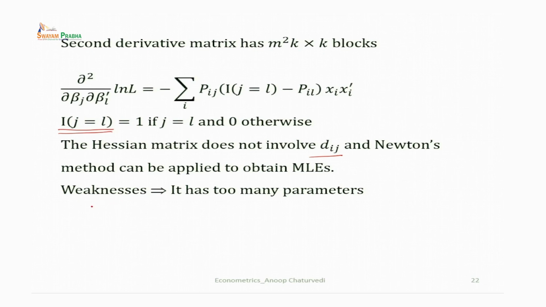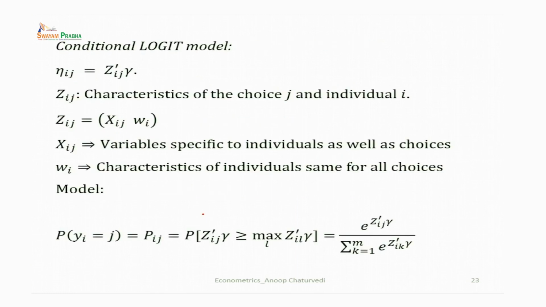Then the main problem with this model is that it has too many parameters. Corresponding to each alternative, you have one beta_j. So, it has too many parameters. Now, we consider the conditional logit model. In the conditional logit model, eta_ij is equal to z_ij transpose gamma, say, where z_ij denotes the characteristics of the choice j and individual i.